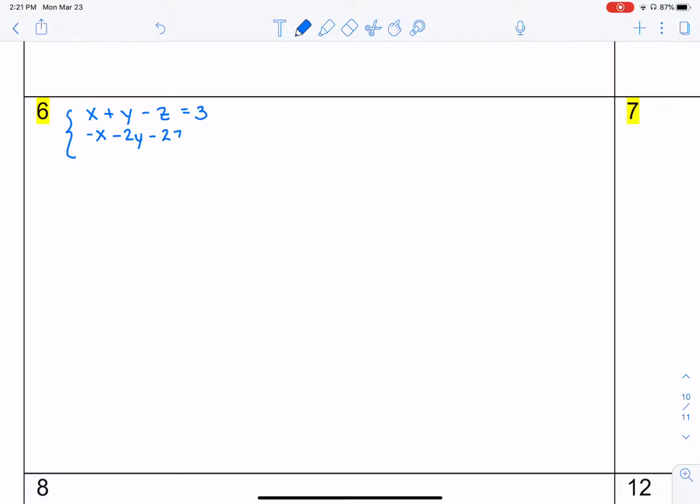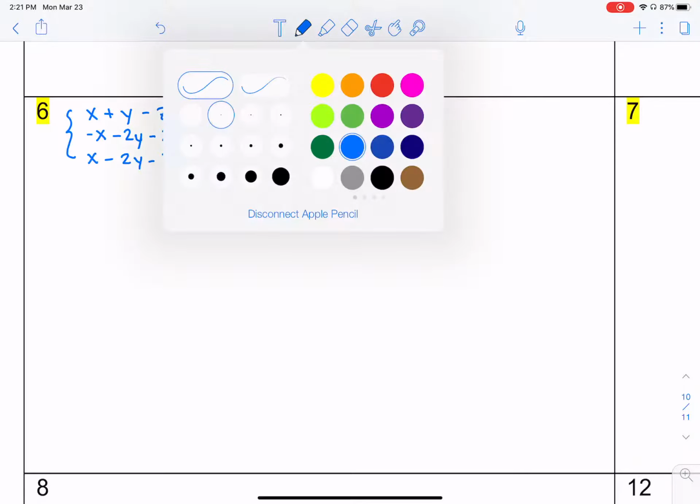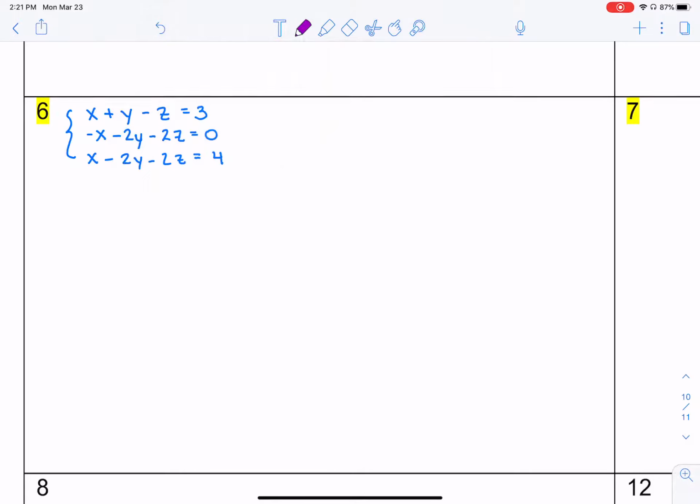Start looking for which variable might be the best one for elimination. Make sure it's going to be good for all three equations. So it looks to me like the x is set up perfectly for elimination. I have a positive and a negative x.